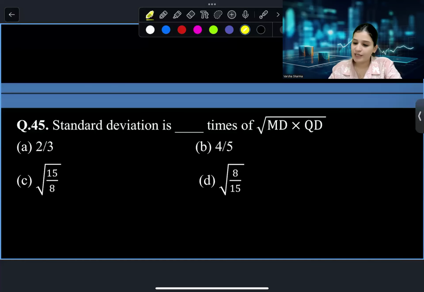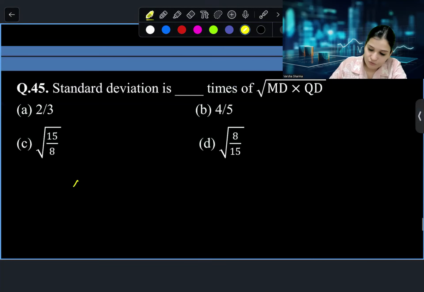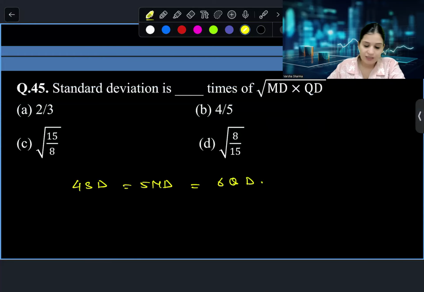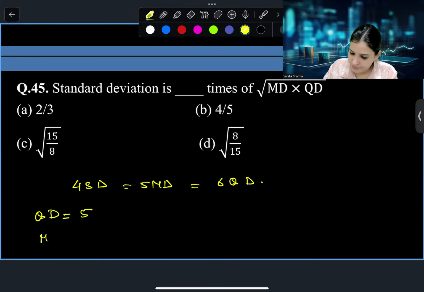Standard deviation is dash times of mean deviation into quartile deviation. See, we know 4 times standard deviation, 5 mean deviation equals 6 quartile deviation. Agree? Take anything. Say quartile deviation is 5. If quartile deviation is 5, then mean deviation will be 6.